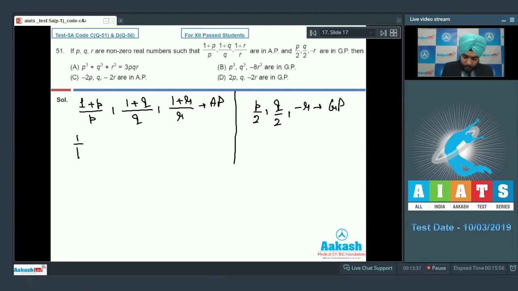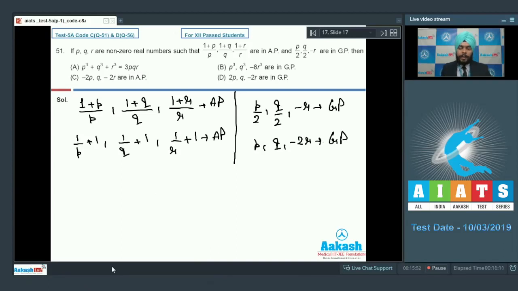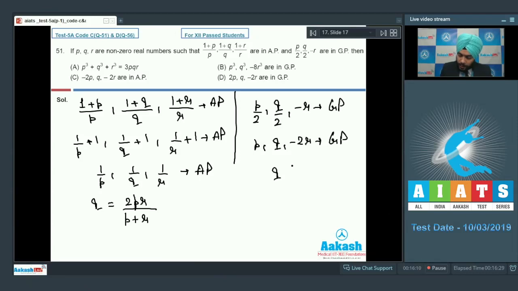Students, we can see that 1/P + 1, 1/Q + 1, 1/R + 1 are in AP, and from here we can see that, multiplying by 2, P, Q, -2R are in GP. Subtracting 1 won't make a difference to the arithmetic progression. So 1/P, 1/Q, 1/R are in AP, or vice versa, P, Q, R are in harmonic progression. So we have Q equal to 2PR/(P + R). From here we have Q squared is equal to -2PR.